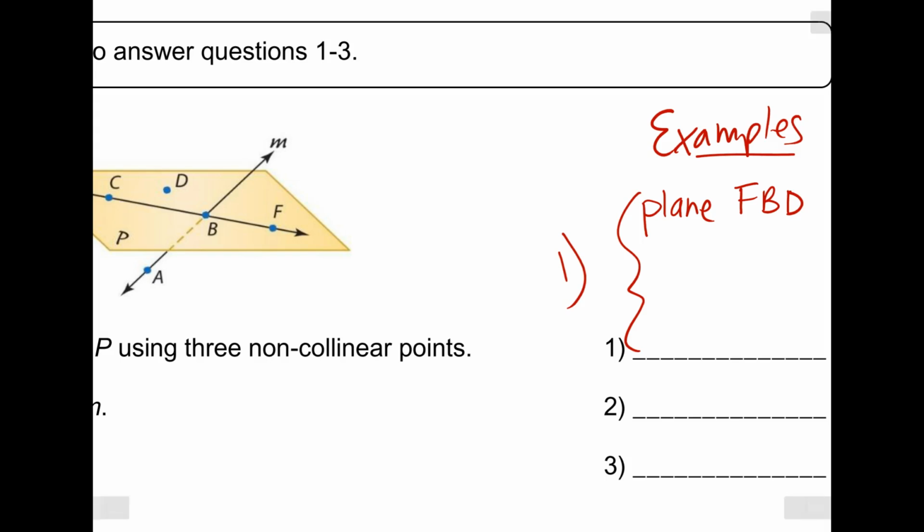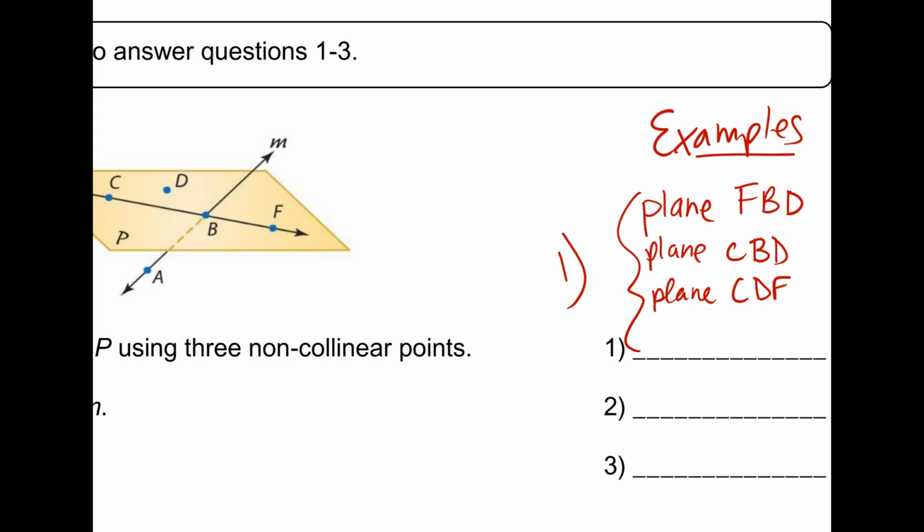What else could I call this? Plane... Well, I could go the opposite way. Instead of going from F to B to D, I could do C, B, and D. Another one would be CDF. Any of these would be the right answer. You only have to put one. Okay, so those are 3 examples.